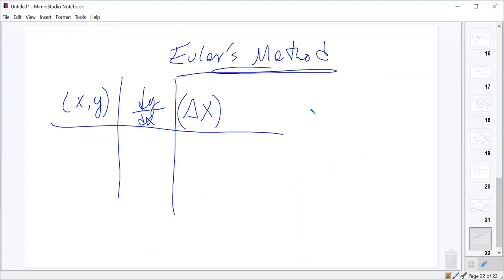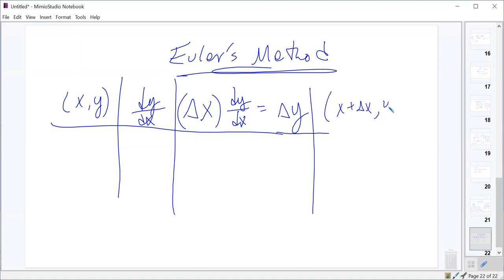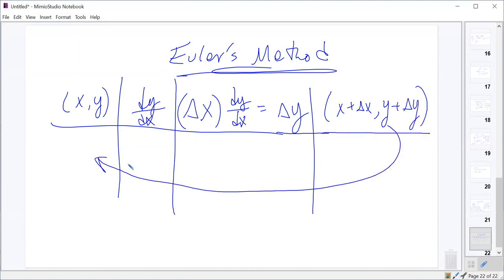So if they say you need to go from 1 to 2 in 4 steps, well, then delta x ought to be a quarter. If they say you need to go from 1 to a half in 5 steps, then your delta x needs to be negative 0.1, right? All right, so you're going to take that delta x step and multiply it by dy/dx to figure out the change in y. And then you will have a new point, which will be x plus your delta x and y plus your delta y. And then you'll just repeat again with that next point.